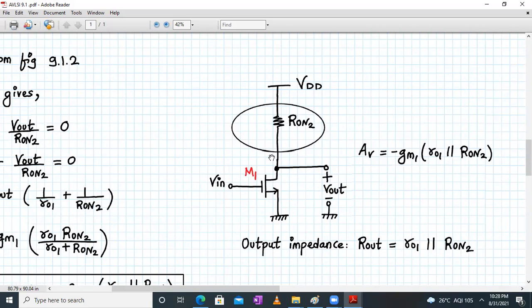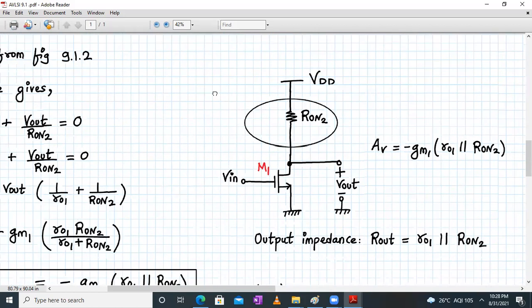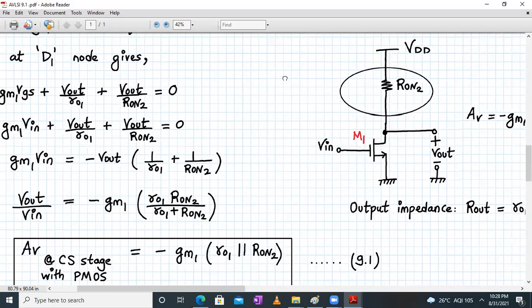So there can be a very conceptual question of 1 mark or 2 marks, right? They might have given you the values of Ron2, ro1 and gm1, and they will ask you the value of gain Av. In those situations, you need not sit and derive the entire formula. You can write the formula by inspection. So it will be minus gm1 into ro1 parallel to Ron2. Here the output impedance is very obvious. It is ro1 parallel to Ron2. Okay, so this completes the derivation.